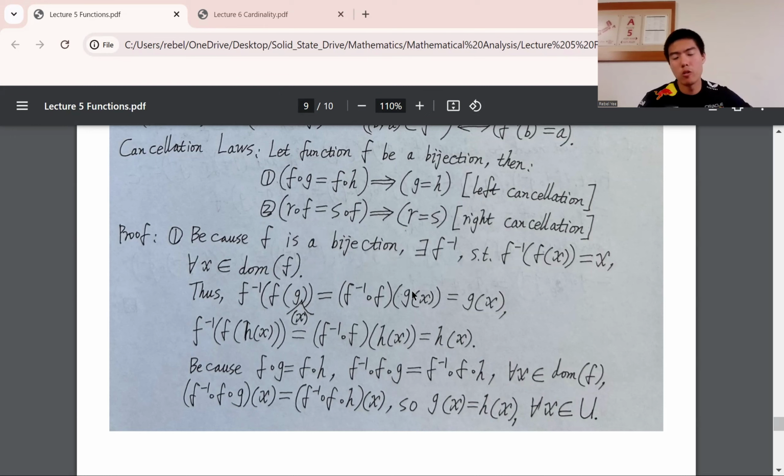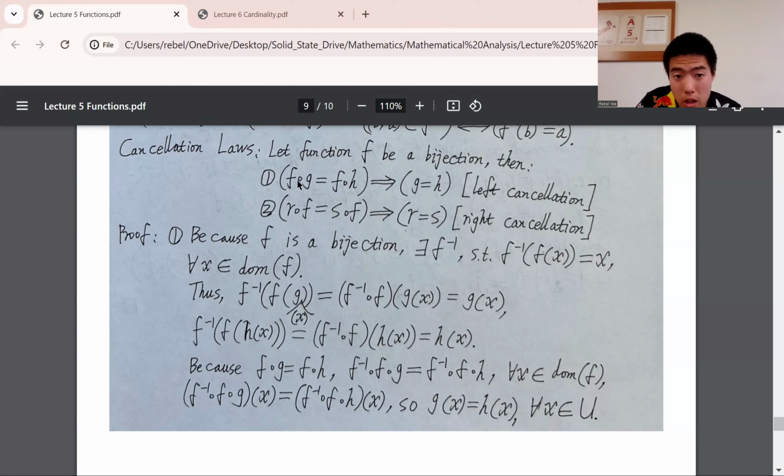So in this case, if we take the inverse function outside of f composite with g, written in the original form, what happens is f inverse composite with f and g. This uses the associative law of function composition. And then it turns out to be g(x), because f inverse and f cancel out, for all x belonging to the domain of g.